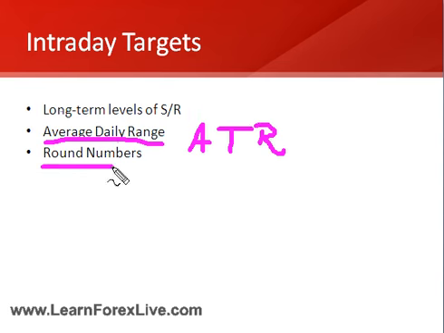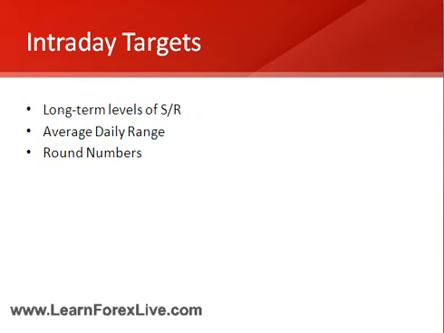And also I use the round numbers. I like to blend these two elements, the average true range and the round numbers, because they work best whenever you combine them together, right? As far as I am concerned, I strongly believe that round numbers do work as psychological levels of support and resistance from an intraday point of view.